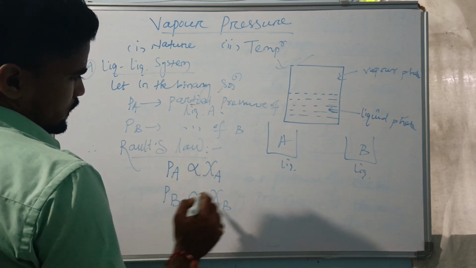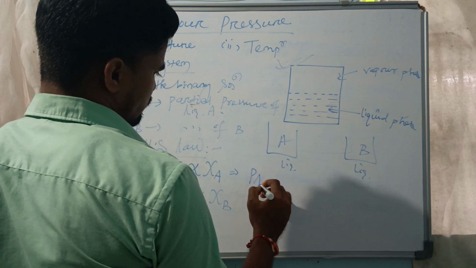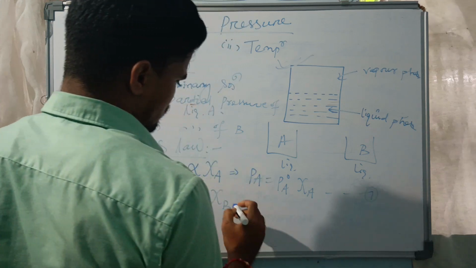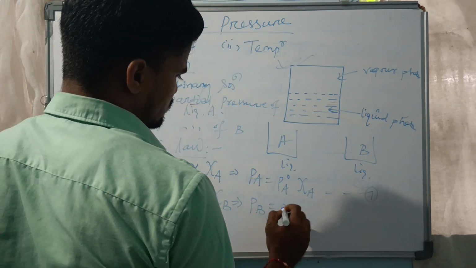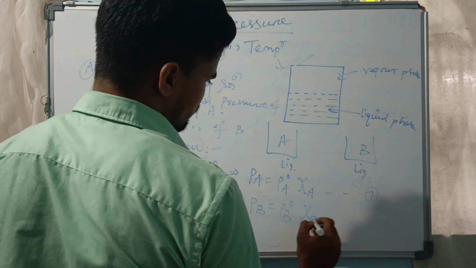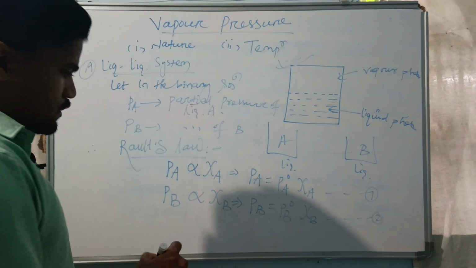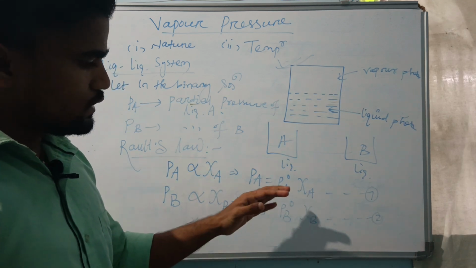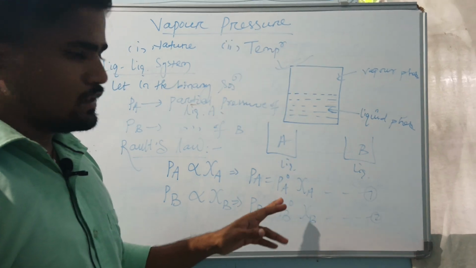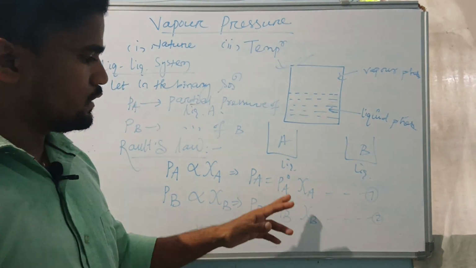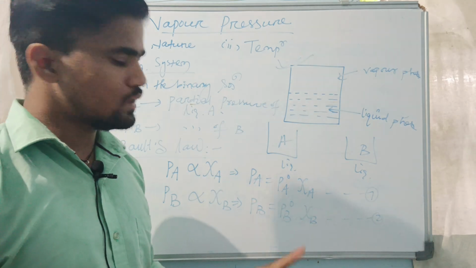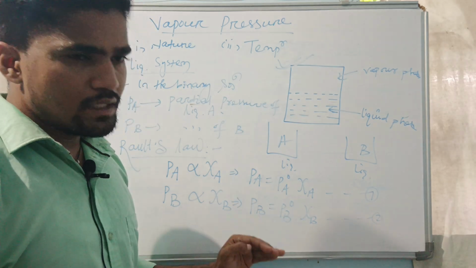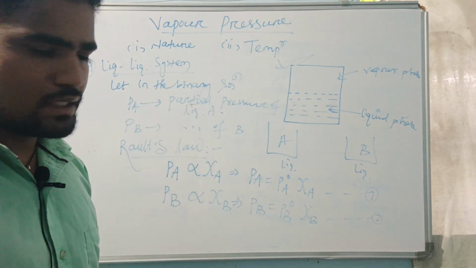So if you remove the proportionality constant, what will happen? PA is equal to PA naught chi A, equation 1, and like that PB is equal to PB naught chi B, equation 2. So after removing proportionality, we get PA naught and PB naught. What are these? PA naught and PB naught are the partial pressures of liquids A and B in pure state. P only represents partial pressures when not designated, so these represent the pure state.